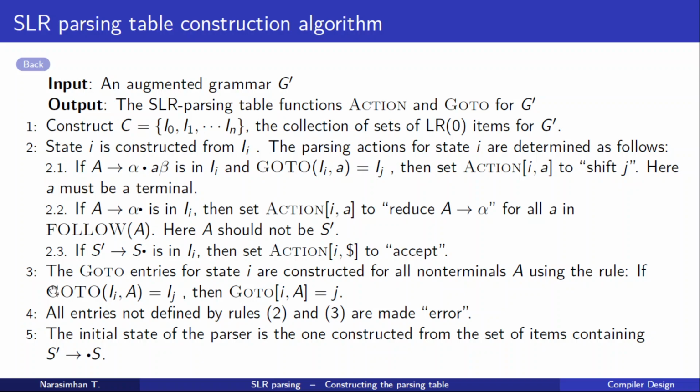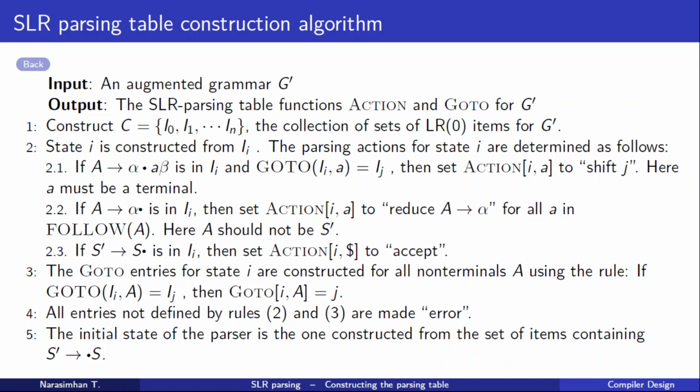So the goto function for I and A, for that combination, if the goto function says that the next state is Ij, you just set the goto part for the combination I comma capital A as j. This is how you fill in the entries for the goto part in the parsing table. All entries which are not defined by the above said rules are made error. That means they are all invalid combinations, so they represent some errors in the parsing process.